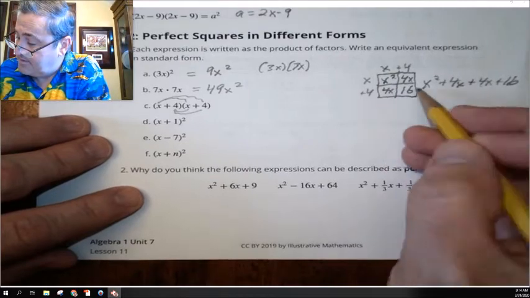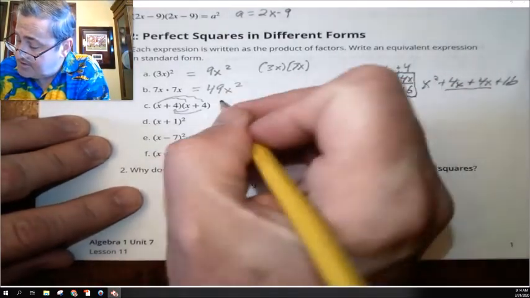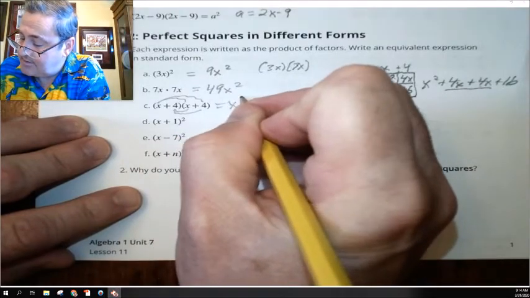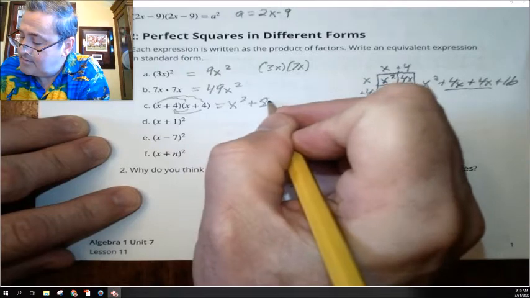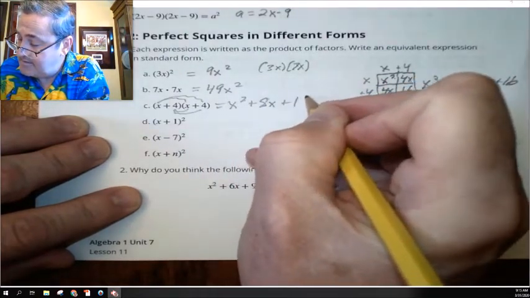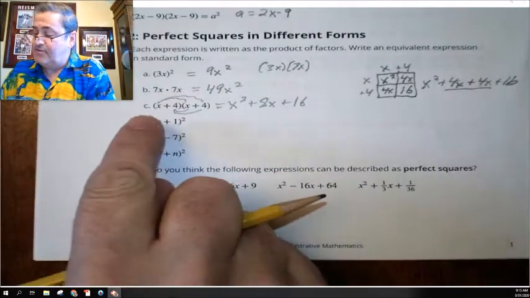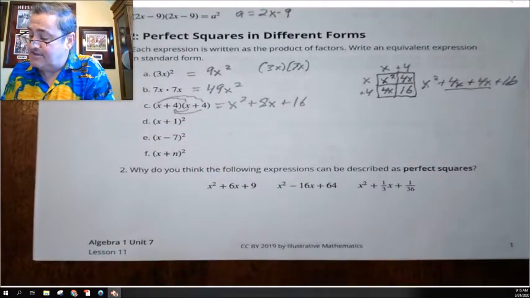So we see like terms there. This would be the same as x squared, 4x plus 4x, and then the plus 16 at the end. So x plus 4 times x plus 4 is the same as x squared plus 8x plus 16.